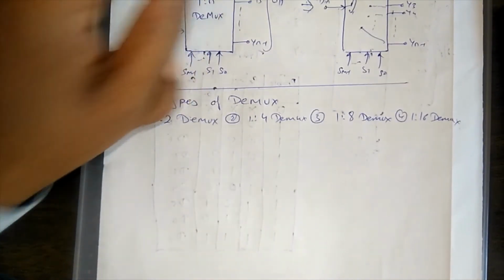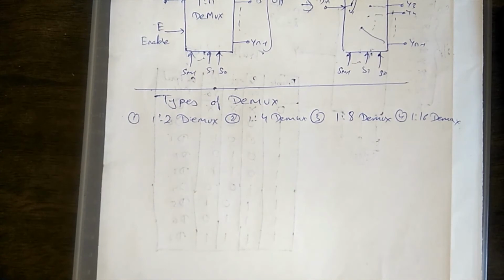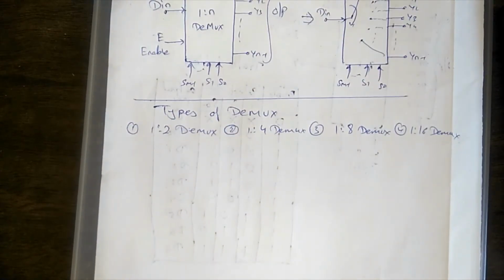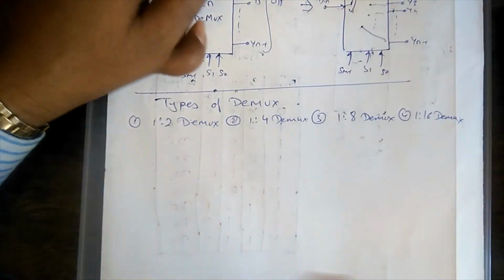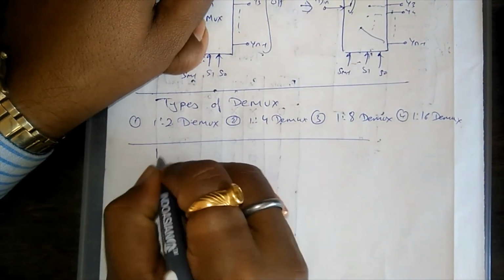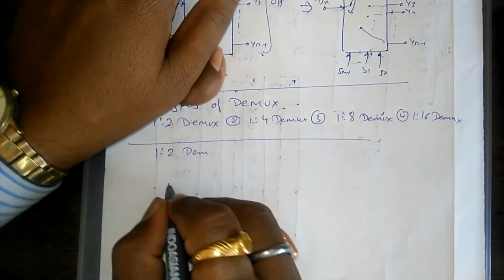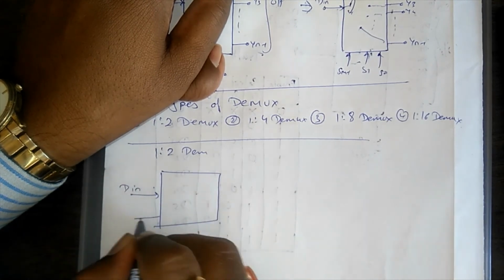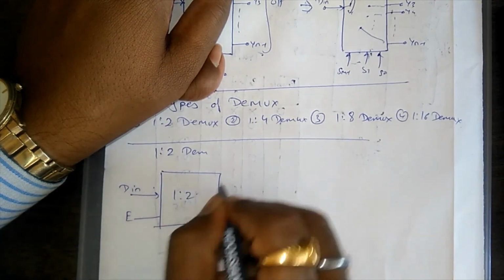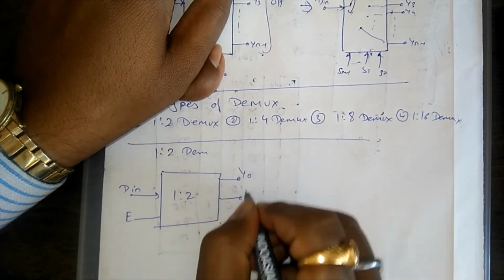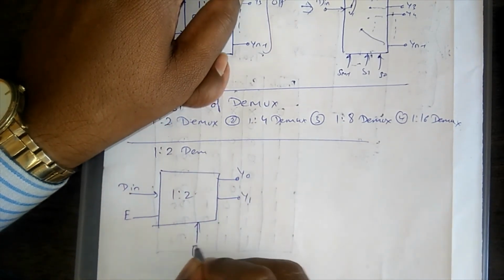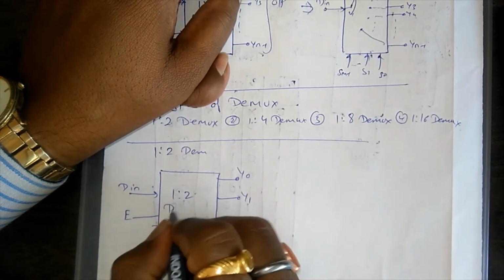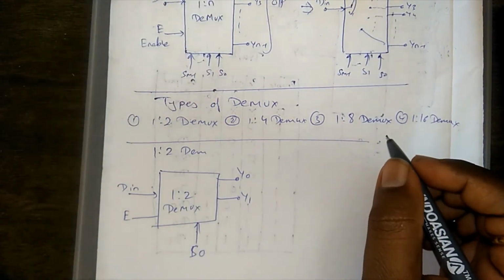So let us see what is 1 is to 2 demux. So 1:2 demux means what? Here I will draw one input, that is what? D in, and 1:2 means two outputs, Y0 and Y1. One select line, S0. Okay, demux. So what will the truth table have?